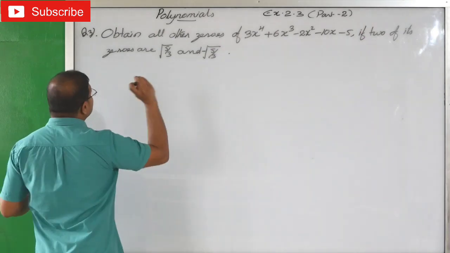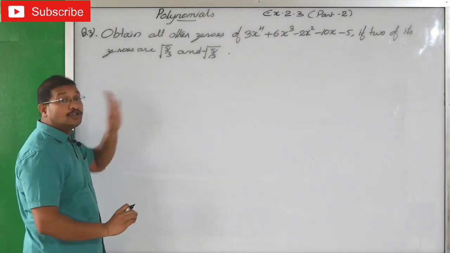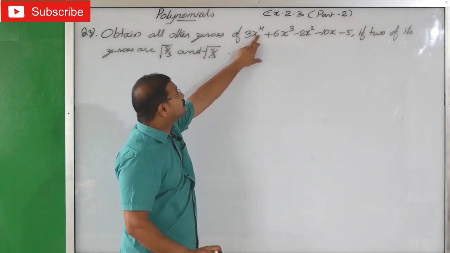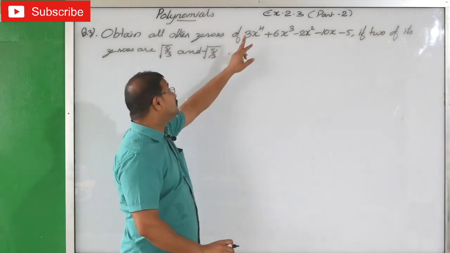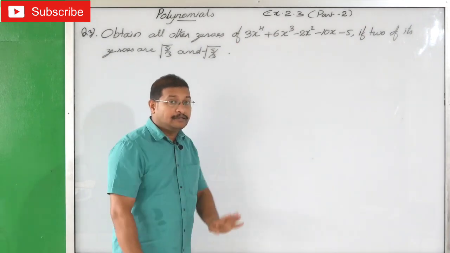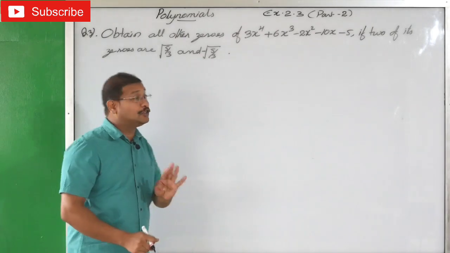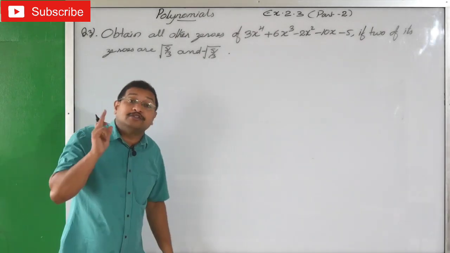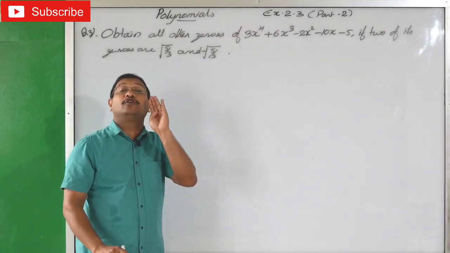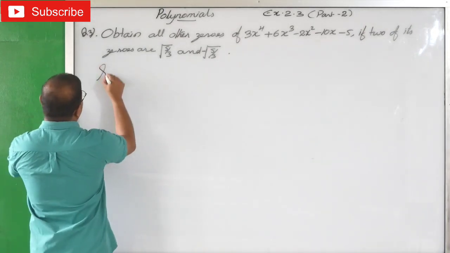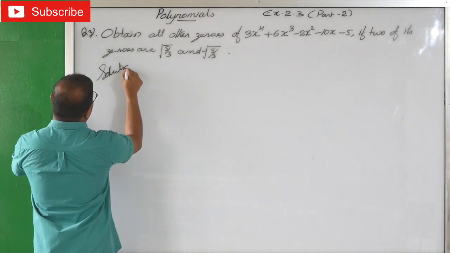Now, this is the polynomial. Two zeros are given. Looking here itself we can understand 3x raised to 4 means its power is 4. That means there will be 4 zeros. Two zeros are given. That means what you want to do? You have to find out 2 more zeros. For that, let's start the solution.